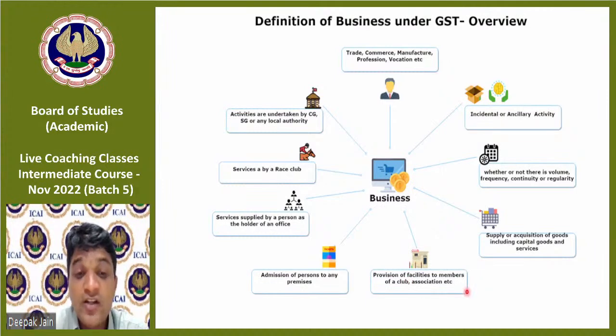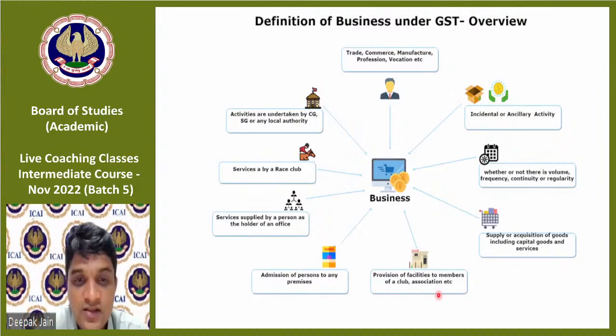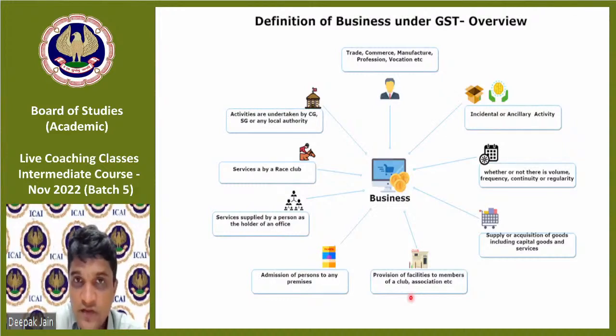Provision of facilities to members of a club or association. We had read, no, 7AA, 7(1)(aa), wherein clubs were also treated as supply. So that is also covered under the definition of business. So they shouldn't argue saying that it is not under the definition of business, but it is there under the definition of supply. It is there under the definition of business as well as under the definition of supply.